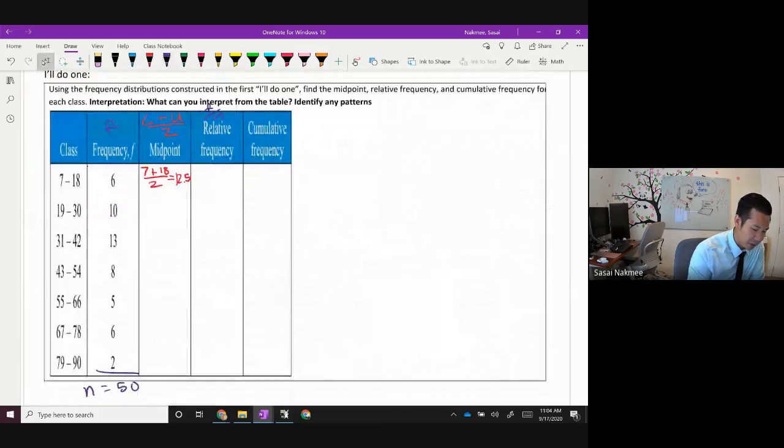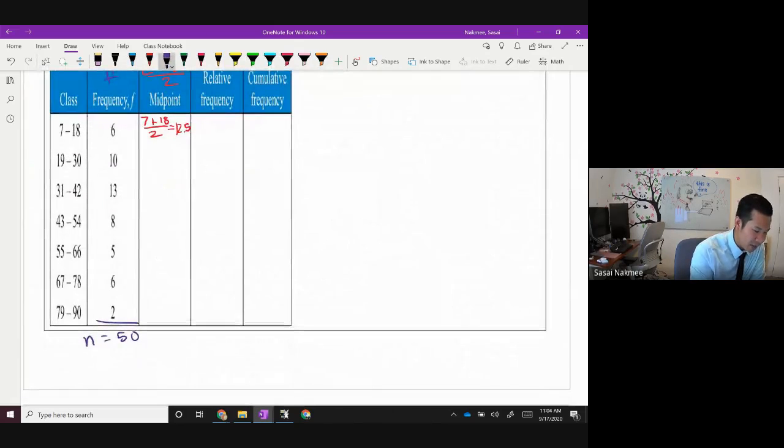If you are unsure of how I got this, n is just the sum of all of these frequencies, right? I'll write that in parentheses. N is the sum of all of your frequencies. If you want to write that down, n is the sum of all the frequencies. So 6 plus 10 plus 13 plus 8 plus 5 plus 6 plus 2 is equal to 50.